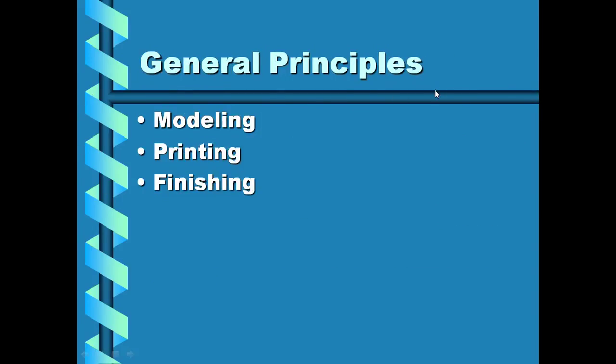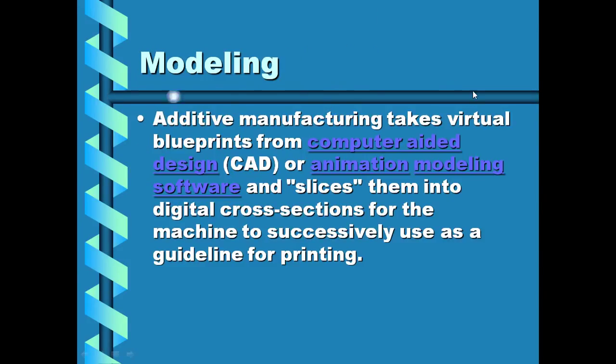So what are the general principles of 3D printing? First of all, modeling is there. First you need to model it, then print it, and finally, once the print output is received, you need to give it a finishing. So the first aspect is modeling.